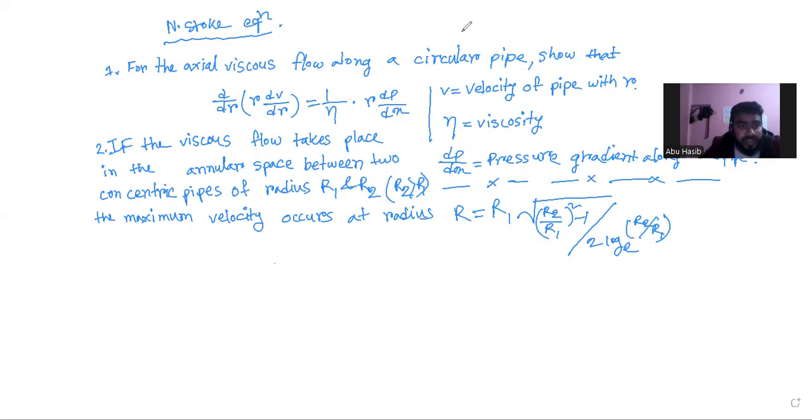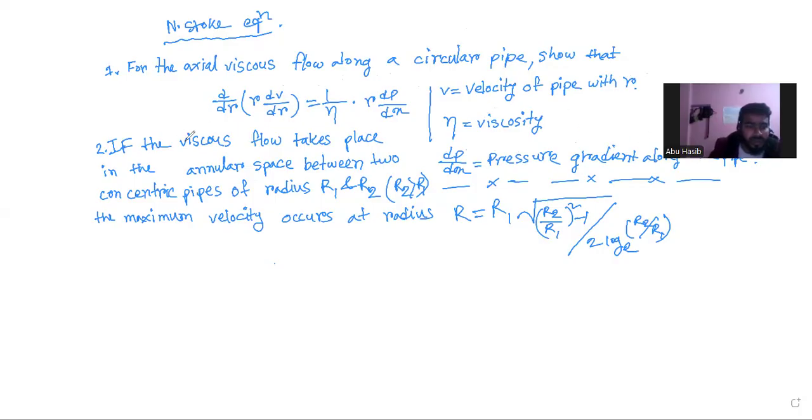In this video, we will discuss the Navier-Stokes equation for the axial viscous flow along a circular pipe. Show that d/dr of r dv/dr is equal to 1 by eta into r d/dx of p. Here, v is the velocity of the pipe with radius r, and eta is the viscosity, and d/dx of p is the pressure gradient along the pipe.